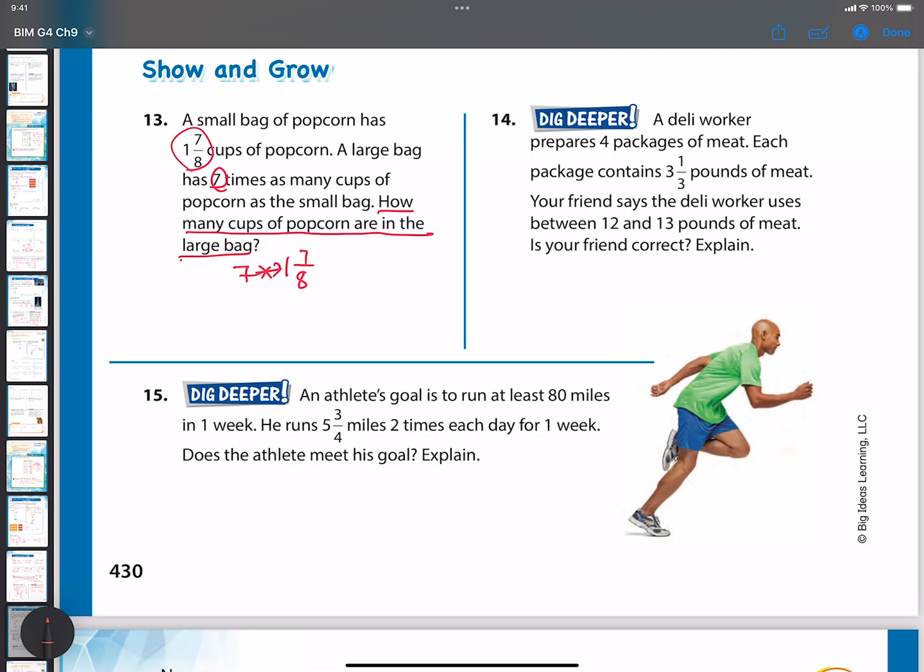So let's go ahead. 7 times 1 is what? 7. And 7 times 7 is what? 49 over 8. So how many 8 can fit into 49? That's the question. Okay, and we know 8 times 5 is 40. What about 8 times 6? Yes, 48. Which means 6 plus 7 is 13, and 1 over 8. So the answer is 13 and 1 over 8 cups.